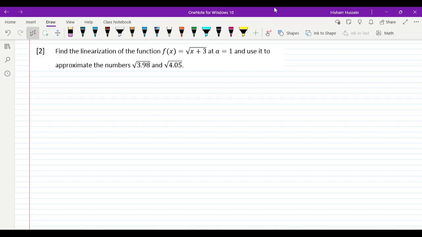Find the linearization of the function f of x equals the square root of x plus 3 at a equals 1, the x coordinate for the point of tangency, and use it to approximate the numbers square root of 3.98 and square root of 4.05.